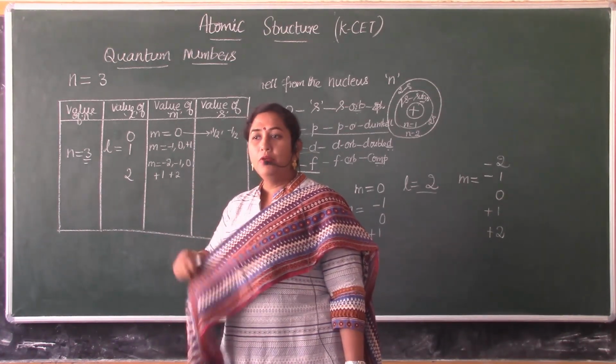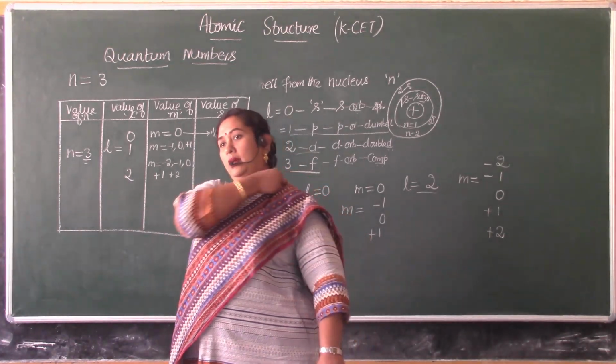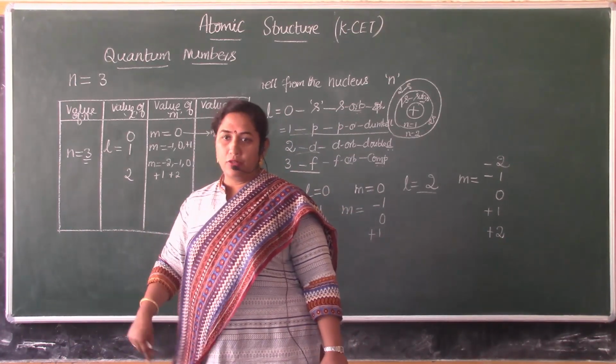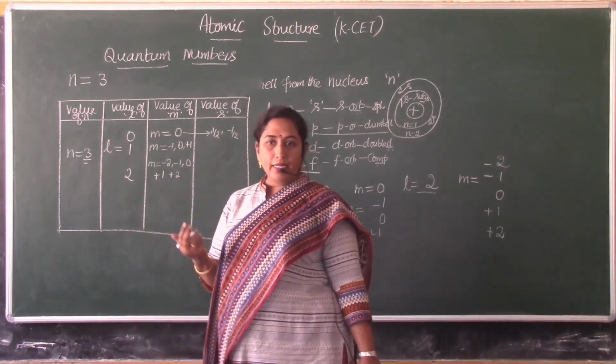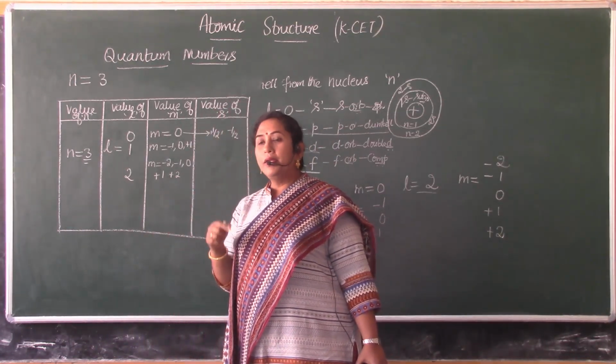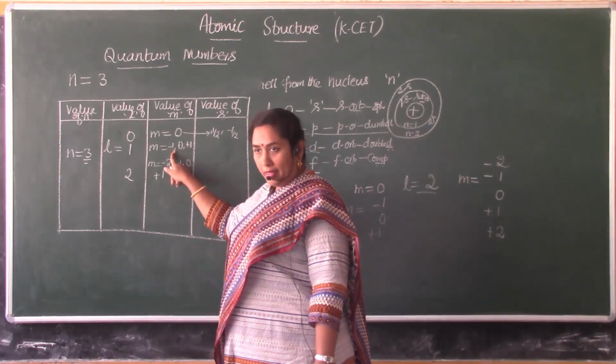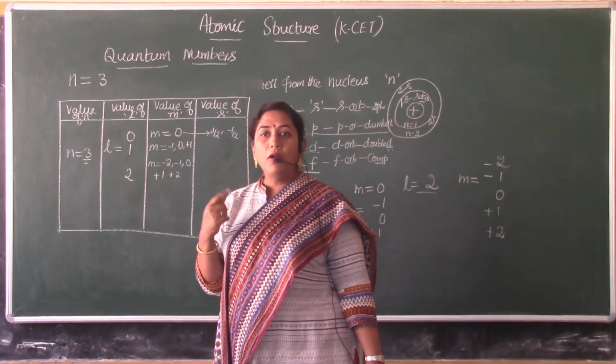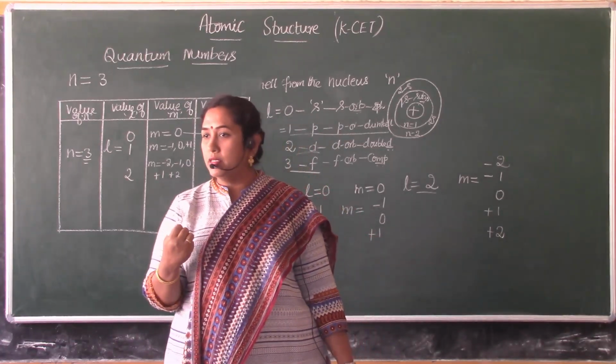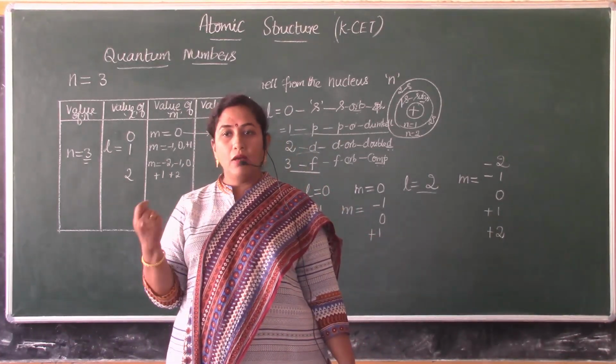+1/2 is indicating what? Clockwise direction of spinning of the electron, correct. And what is minus 1/2 indicating? Anti-clockwise spinning of the electron in an orbital. Because each value is indicating an orbital, and each orbital can hold a maximum of 2 electrons. So each value will be +1/2 and -1/2.